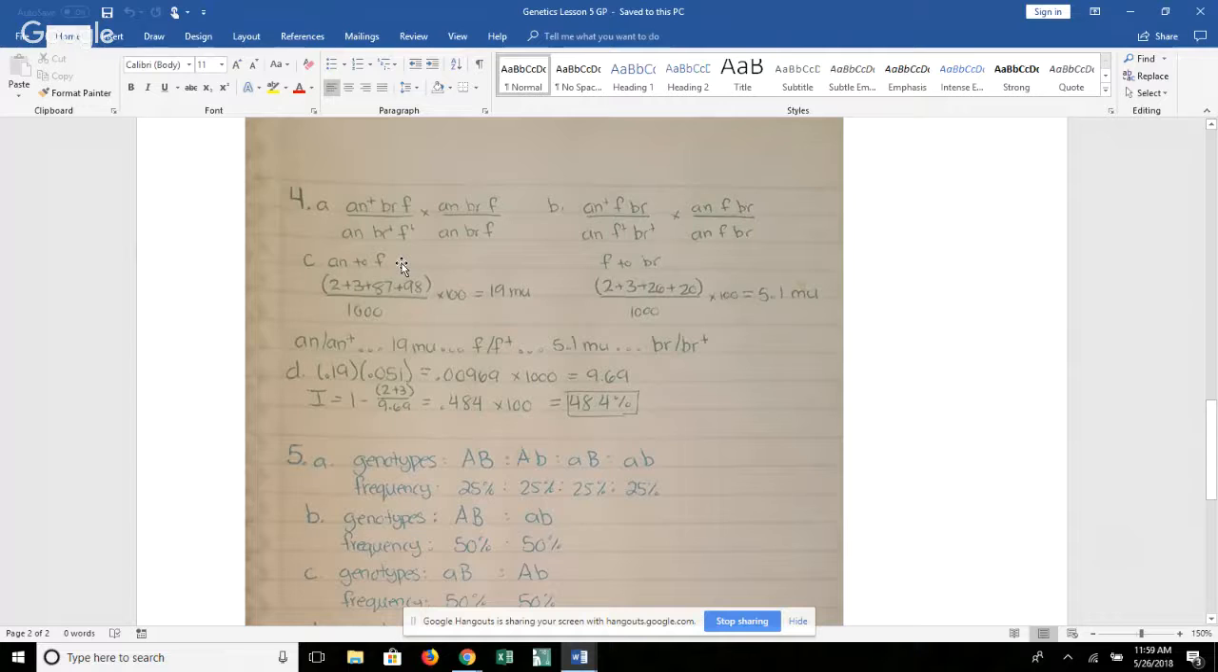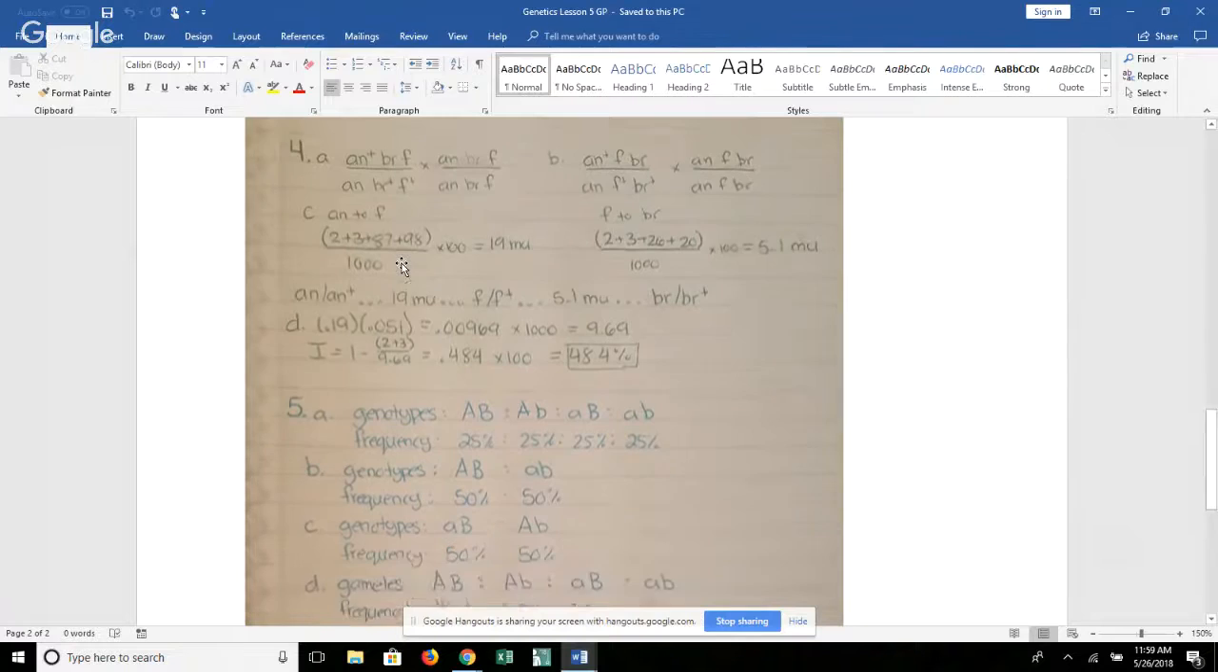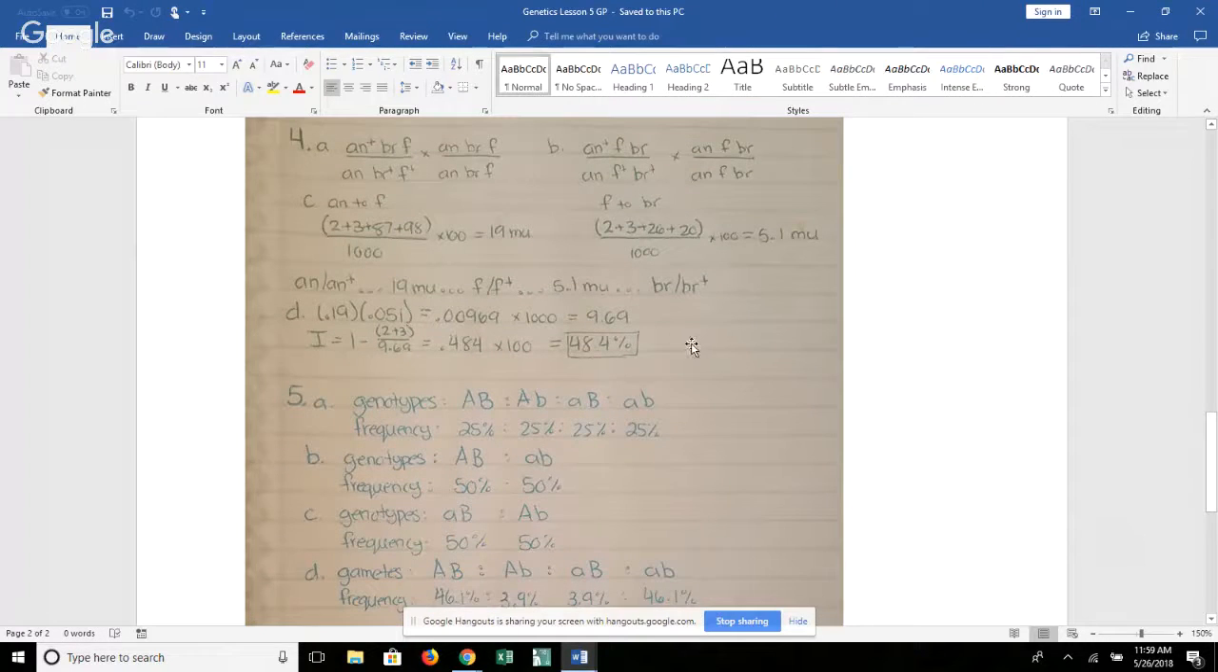And I did the same process to get from the anther to the fine gene. It's 2 plus 3 plus 87 plus 98 over 1,000 times 100, which is 19. And then from the fine to the brachytic, I got 2 plus 3 plus 26 plus 20 over 1,000 times 100, which is 5.1 map units. I drew out the chromosome. And I got 0.19 times 0.0151, which is 0.00969 times 1,000, which is 9.69. Then we put that in, and 1 minus 5 over 9.69 is 0.484 times 100 is 48.4% interference.